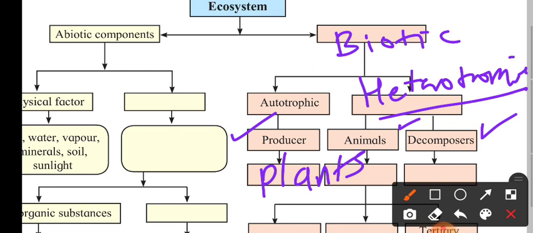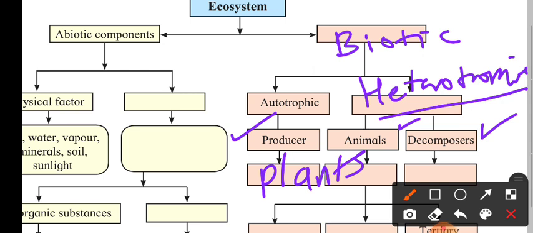Consumers are further classified as primary, secondary, and tertiary consumers. Means the first level, like grasshoppers, they are eating the greenery or the grass, so they are called primary consumers. Then the grasshopper is eaten by the frog, so the frog is a secondary consumer. And then the frog is eaten by the snake and other animals, and they are called tertiary consumers. So we have different levels of consumers.